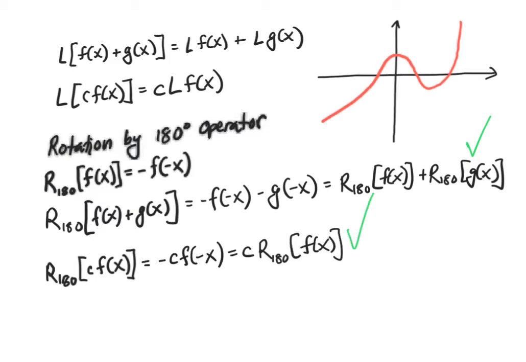And so this rotation by 180 degrees is, in fact, a linear operation, which is to say that if I apply it to multiple functions at once, it's the same as if I apply it to each of them individually and then add it all together. And also that if I scale my function before the operation, it gives me the same result as if I scale the function after I apply my operation.